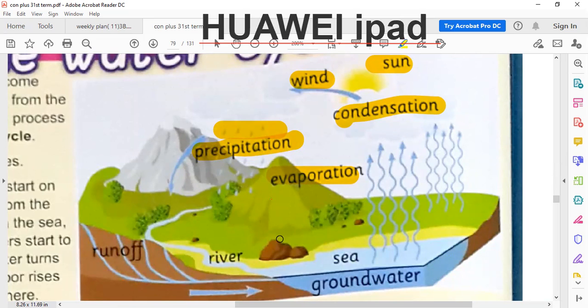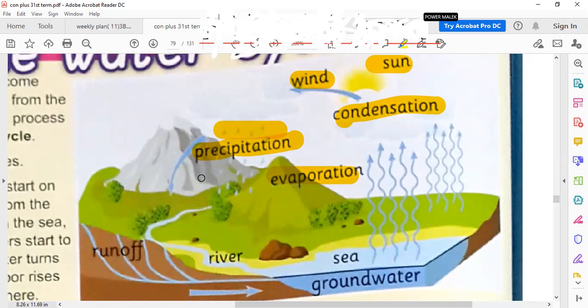Okay. This is how water goes on our planet Earth. The first thing which happens is precipitation. This is rain. Maz, I don't understand what you want to say. Okay. So precipitation means raining.